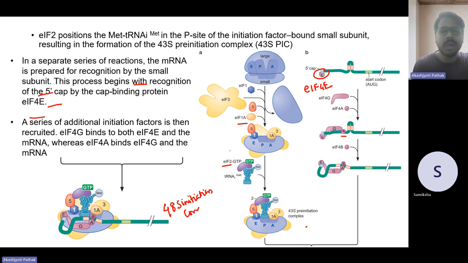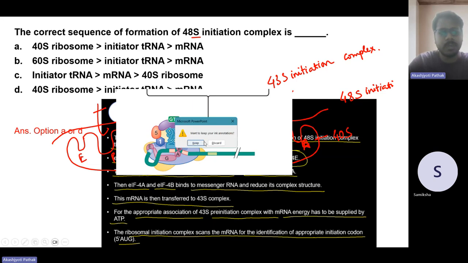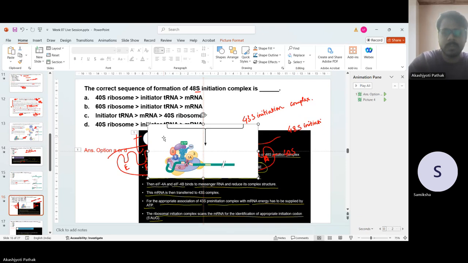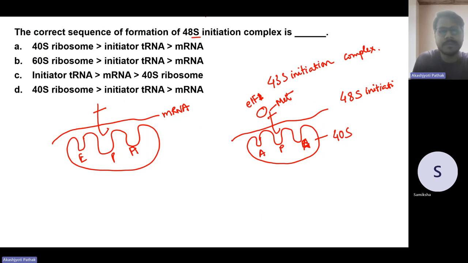So you have been asked the order in which the 48S initiation complex is formed. The order will be, first you will have the 40S small subunit of ribosome, then the initiator tRNA will be recruited, and then the mRNA will be recruited. Okay, so that is the order. So the answer is option A or option D. Both the options are the same here. Okay. Did you understand, Samiksha? Yes sir. Okay.